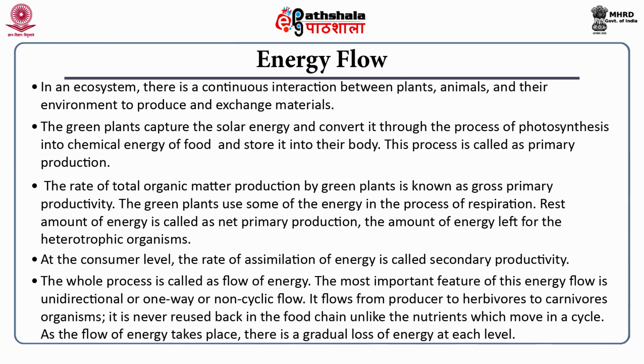The most important feature of this energy flow is unidirectional or one-way or non-cyclic flow. It flows from producers to herbivores to carnivore organisms. It is never reused back in the food chain, unlike the nutrients which move in a cycle. As the flow of energy takes place, there is a gradual loss of energy at each level.